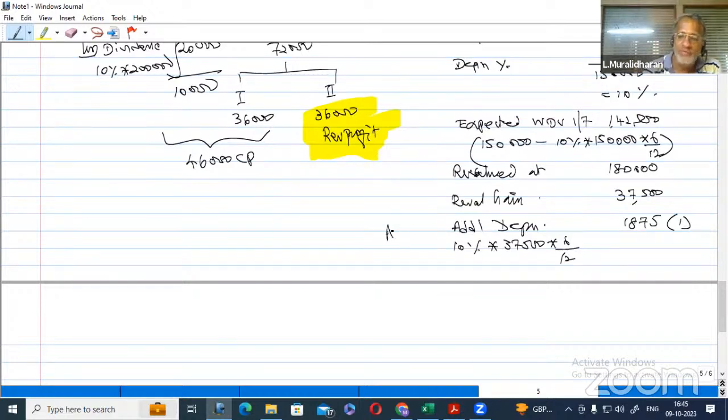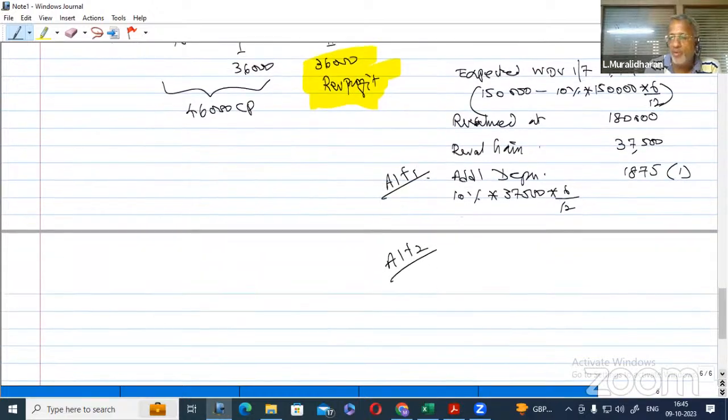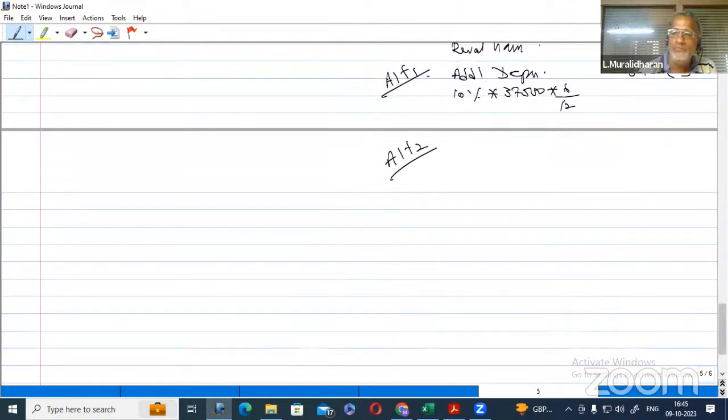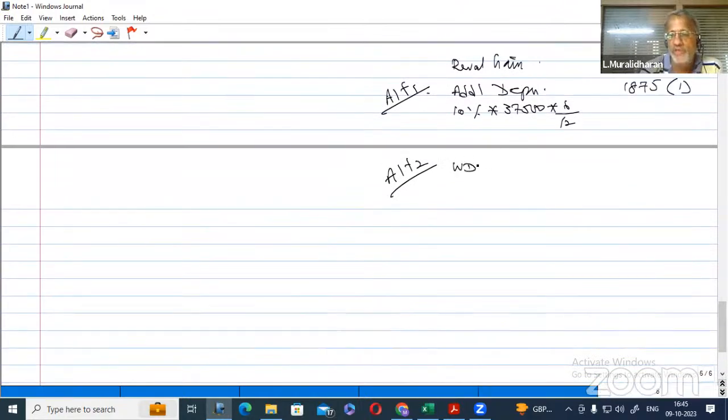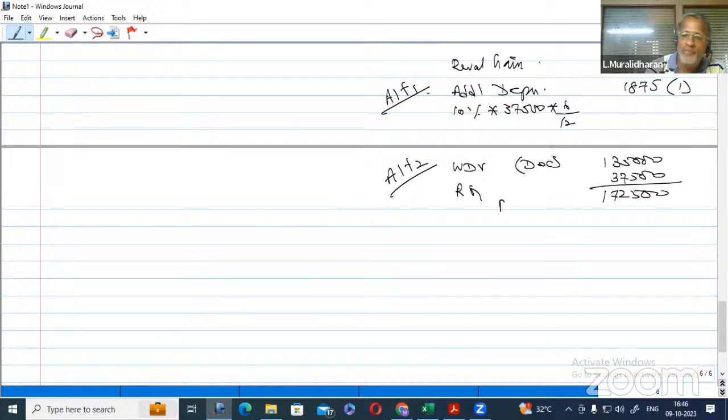This is alternative 1, you can say. Alternative 2, we can do in a different way. What is that alternative 2? All of you closely follow. Your WDV on the date of consolidation is 135,000, and I have loaded a revaluation gain to the extent of 37,500. Now 172,500 will be the figure that you will have for PPE without additional depreciation. Am I right? Without additional depreciation, it is 172,500.